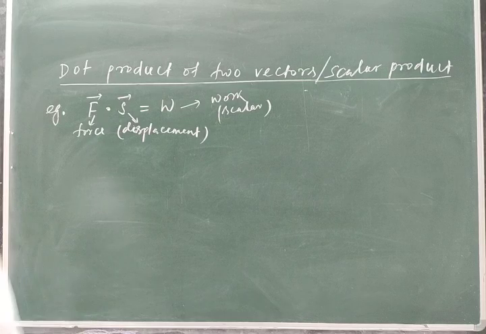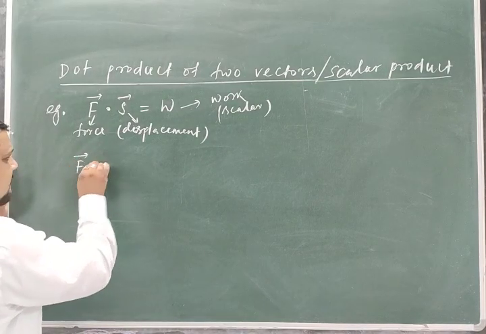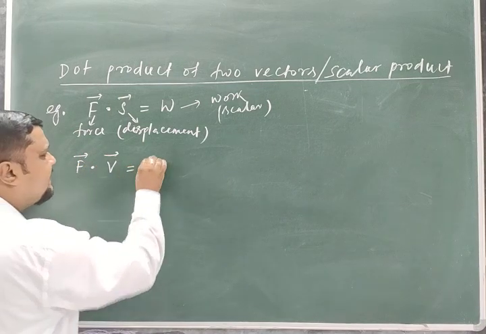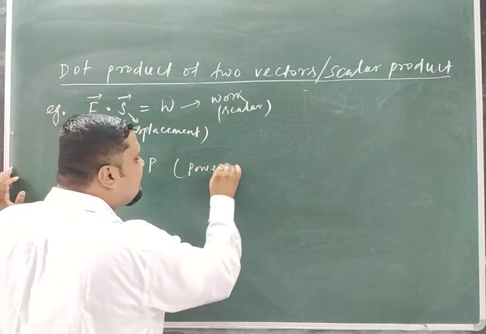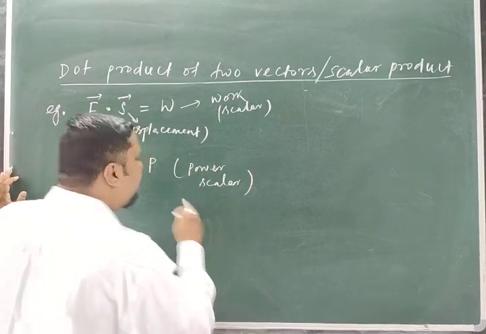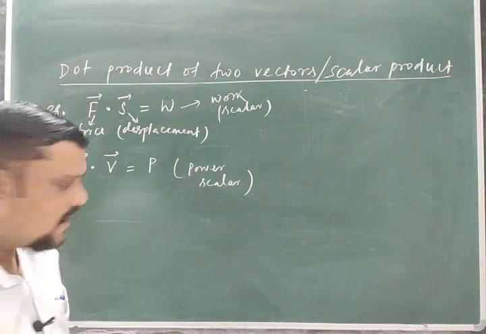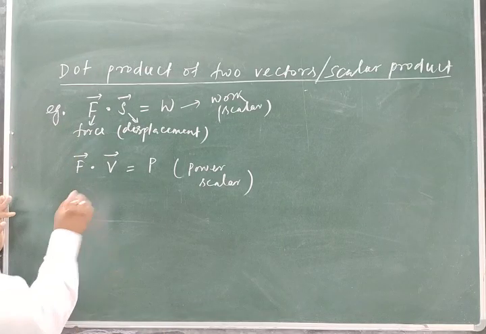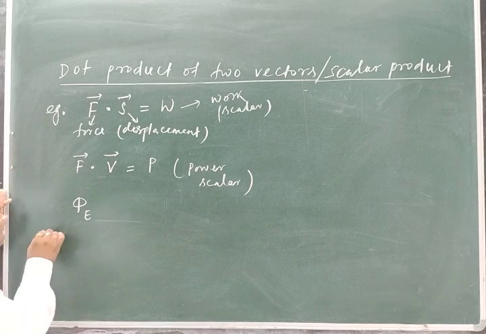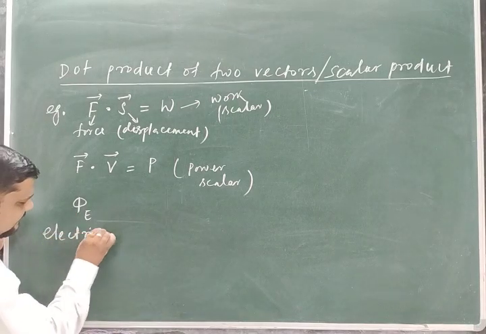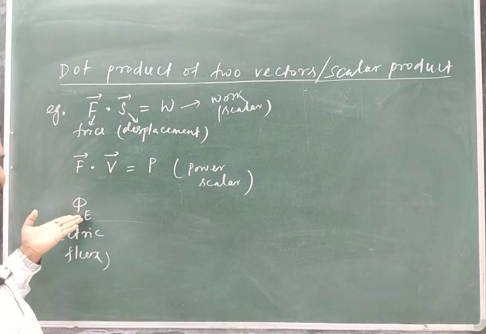The other example: the dot product of force with velocity gives you power, and power is a scalar, while force and velocity are vectors. Similarly, we will come across electric flux, which can be written like this. For this electric flux, this is a scalar, as there is no vector.